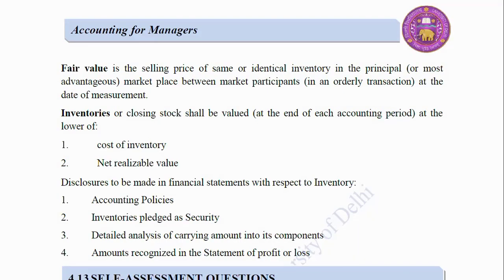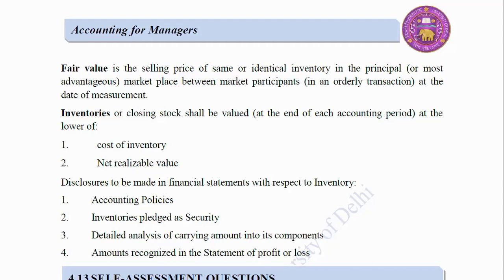Fair value is the selling price of same or identical inventory in the principal or most advantageous marketplace between market participants in an orderly transaction at the date of measurement. Inventories or closing stock shall be valued at the end of each accounting period at the lower of cost of inventory or net realizable value.